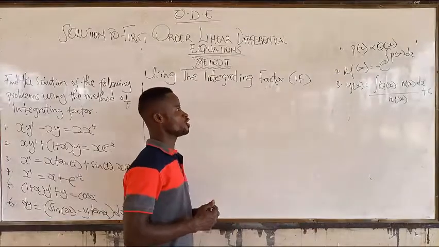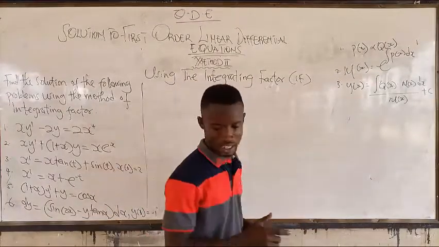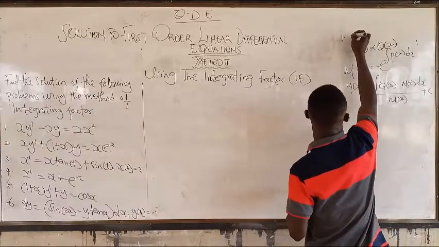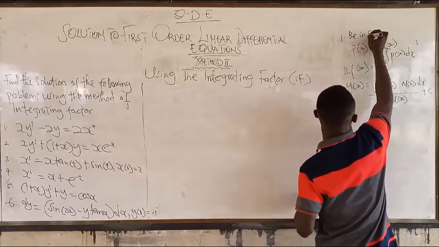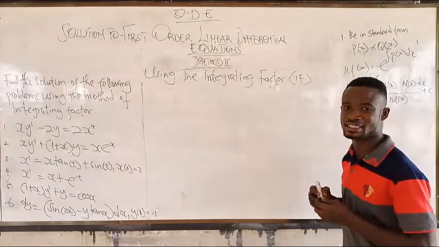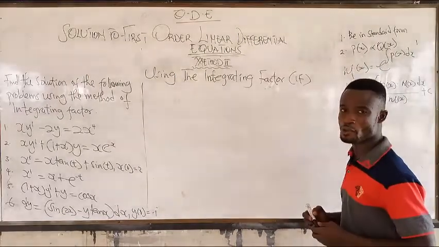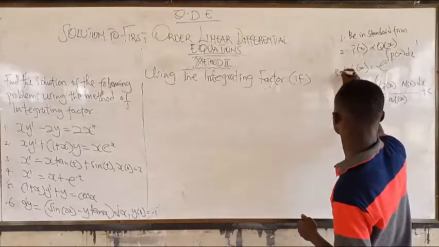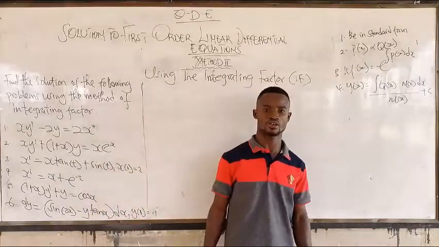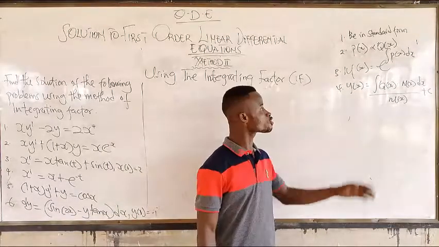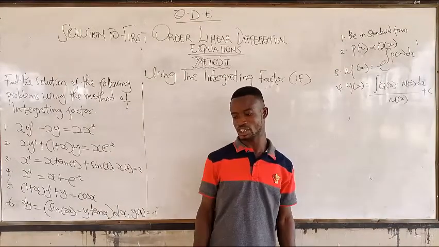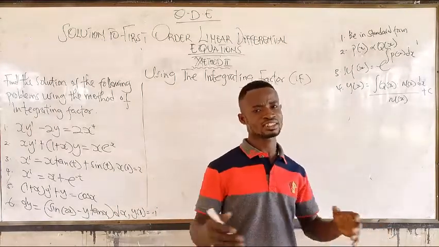So, in looking at the method, the first thing to do is 1. Being in standard form. That is the standard form of the first order differential equation. The second stage is to identify your P of x and Q of x. And the third stage is to find the integrating factor. And after getting the integrating factor, then you can resolve the general solution. Alright, nothing is going to be difficult here.